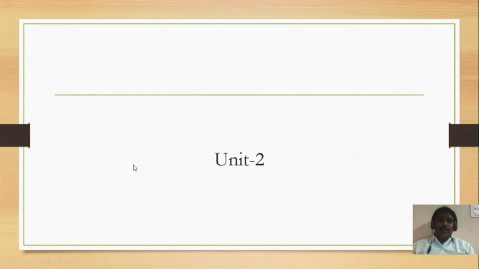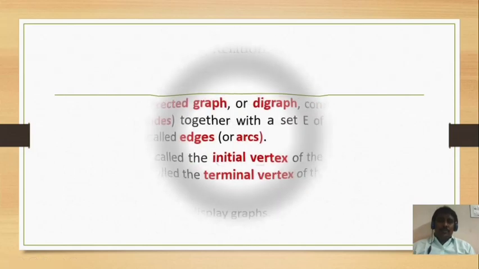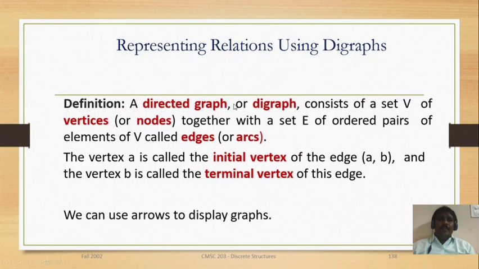Today we are going to discuss some other topics in Unit 2, that is diagrams, representing relations using diagrams. Diagrams is an important topic. A digraph means it consists of edges and vertices. The definition is a directed graph. Directed graph means it has directions, that means it has arrows.